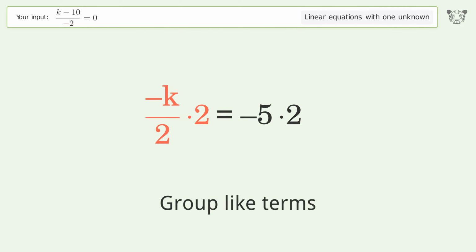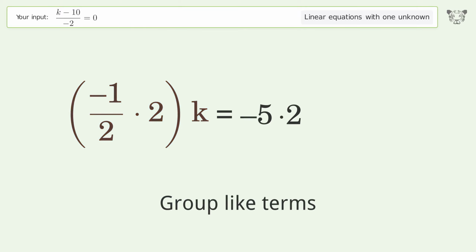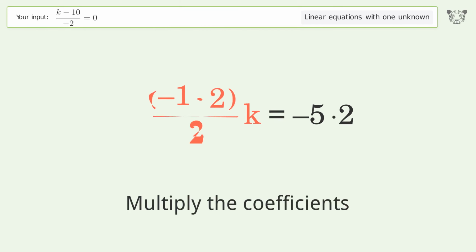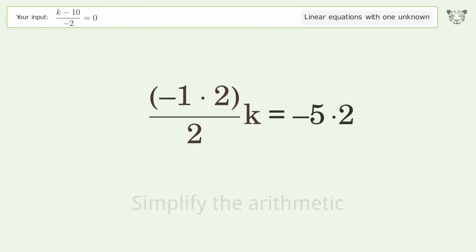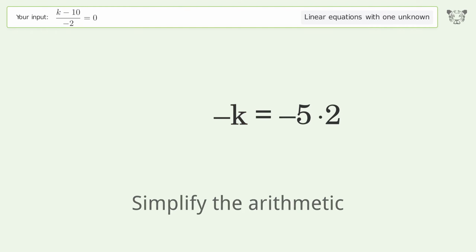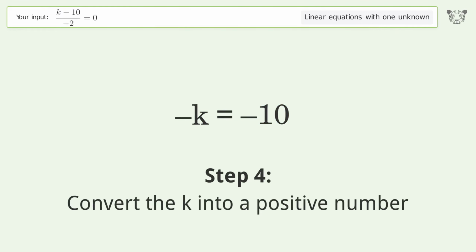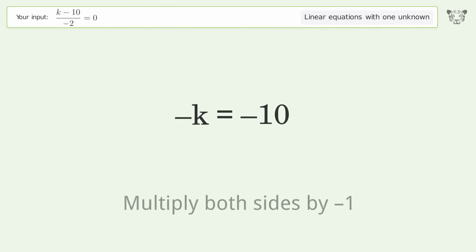Group like terms. Multiply the coefficients. Simplify the arithmetic. Convert the k into a positive number. Multiply both sides by -1.